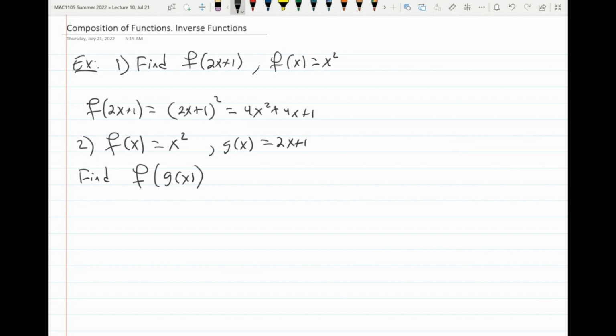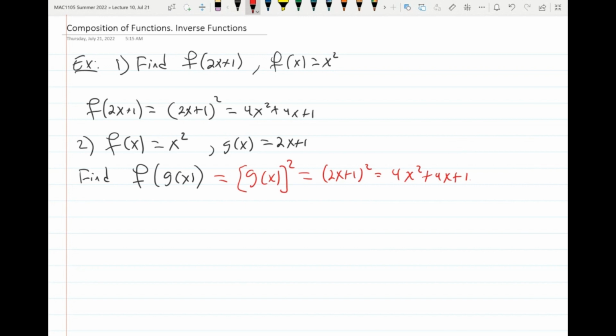Again, basically what I'm telling you here is plug the function g into the function f. In other words, wherever you see an x, you put g. Now, what is g? 2x plus 1, and that's exactly the same as problem number 1. Does anybody understand this? So this is just g of x squared, which is 2x plus 1 squared, and as you know, is 4x squared plus 4x plus 1.